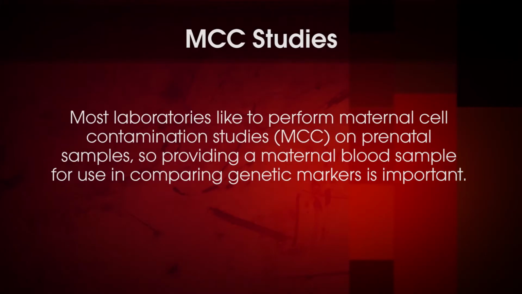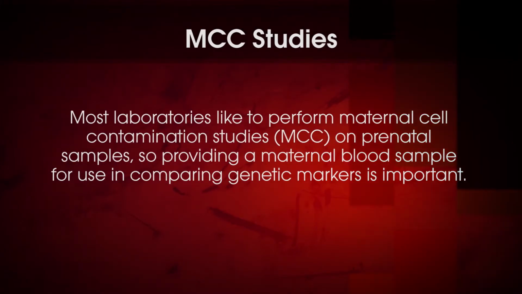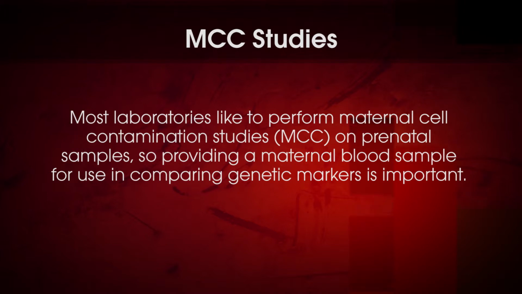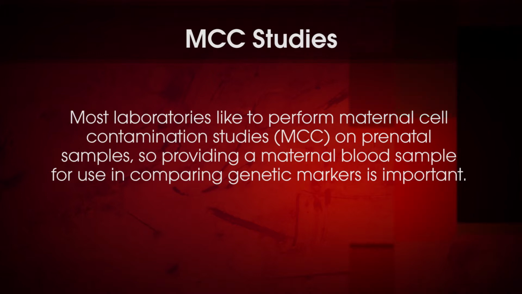material. If blood contamination is heavy, this can even result in the cells growing more slowly, further delaying the turnaround time. Most laboratories like to perform maternal cell contamination studies, we also refer to these as MCC studies, on prenatal samples. So providing a maternal blood sample for use in comparing genetic markers is important. This becomes more critical for amniotic fluid samples with some blood contamination and the need for a quick turnaround time, and for samples that have been in culture for 2 to 3 weeks.